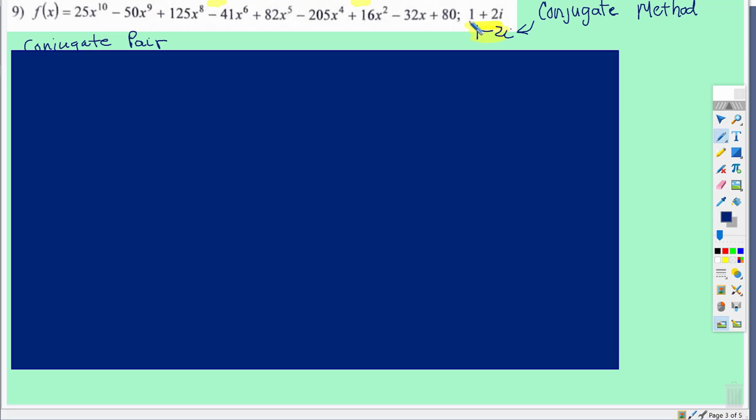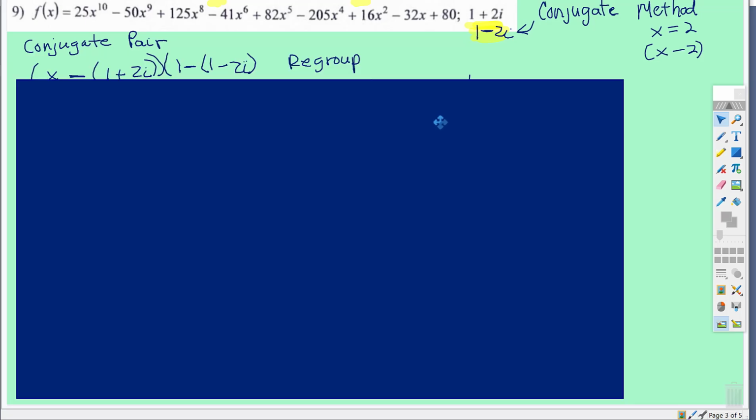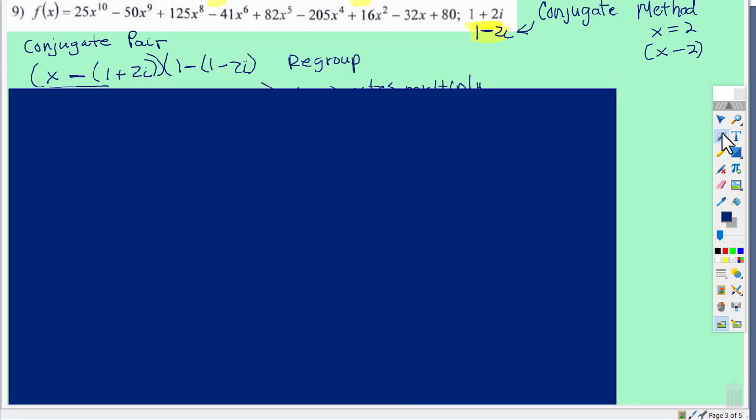So notice this complex root, 1 plus 2i. Well, remember, imaginary roots come in pairs, so the conjugate of 1 plus 2i is 1 minus 2i. And remember, if you had x is equal to 2, when you put it in factored form, you'd write x minus 2. Well, you're going to do the same thing here. You're going to do x minus, whoops, that's supposed to be an x minus.